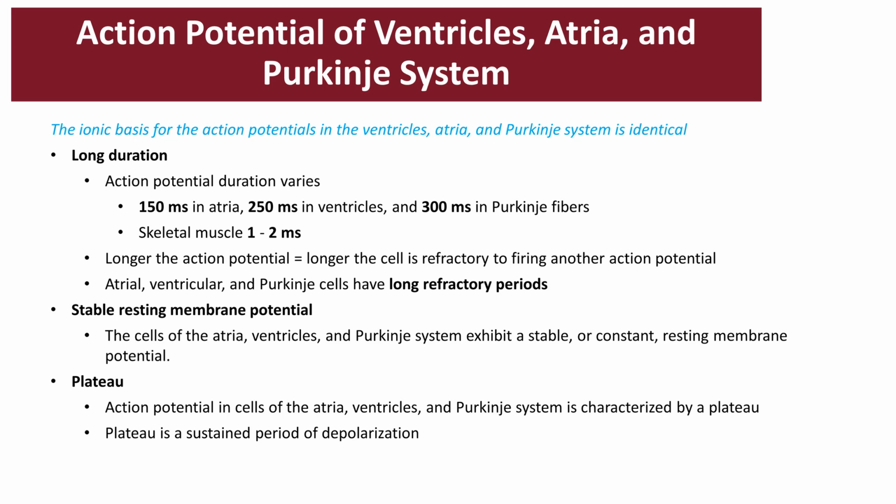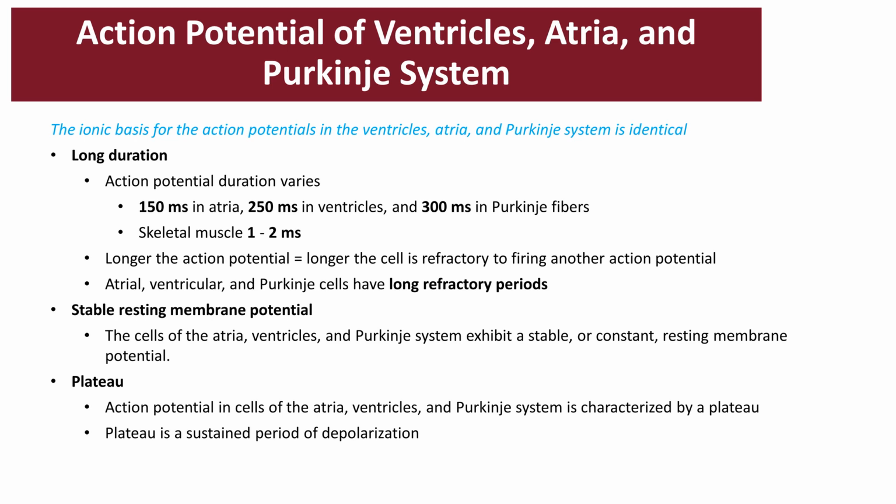The ionic basis for action potentials inside the ventricles, atria, and Purkinje systems are identical. They have three key characteristics: a long duration, the action potential can vary. In the atria, it's about 150 milliseconds. The ventricles is about 250 milliseconds, and the Purkinje fibers is about 300 milliseconds. In comparison, skeletal muscle has an action potential of about 1 to 2 milliseconds.